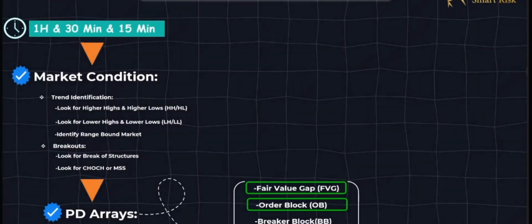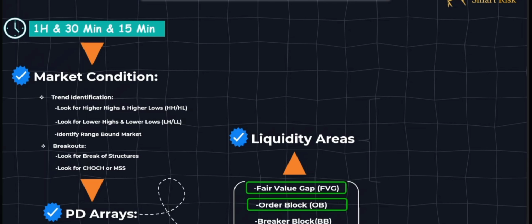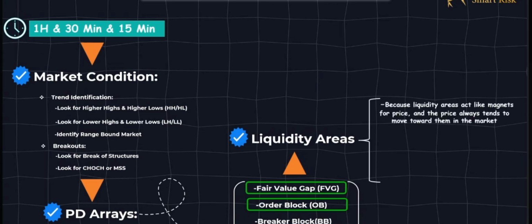Once we've identified the key PD arrays, the next step is to mark liquidity levels and zones on the analysis timeframe. But why do we need to do this? Because liquidity areas act like magnets for price. The price always tends to move toward them in the market. Also, smart money and market makers use these areas to fill their positions and move prices in their favor.